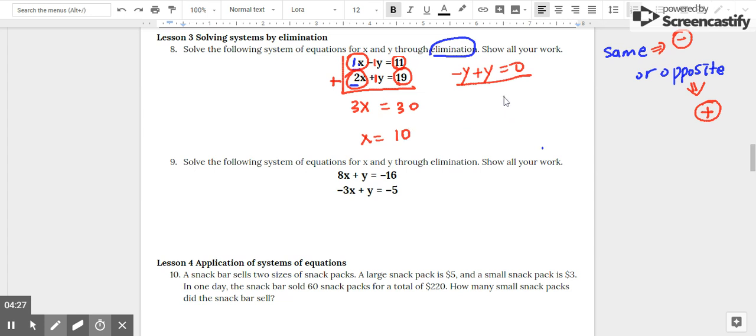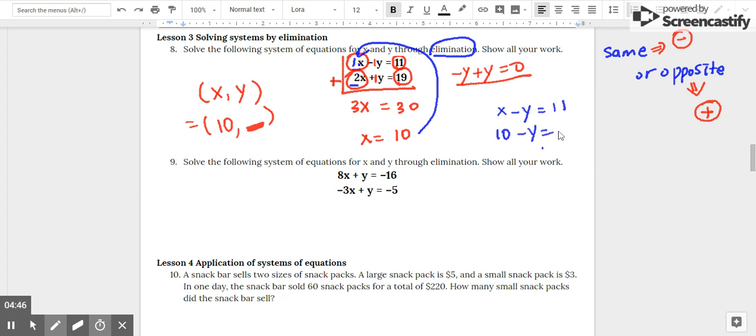So now we need to find the ordered pair. So we have x, which is 10. Now, how do we know y? You have to plug back into one of the equations. So I'm going to plug it into x minus y equals 11, the first one. So x is going to be 10 minus y is 11. Minus y, you have to subtract 10, so it's going to be negative y is equal to positive 1.